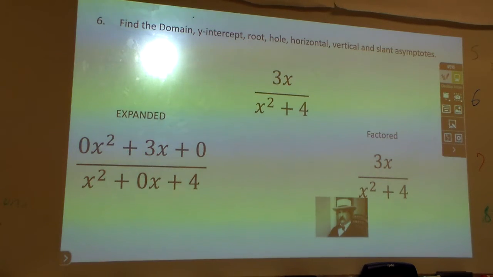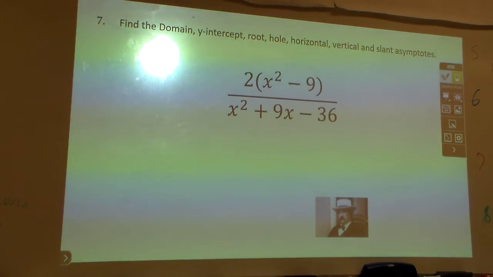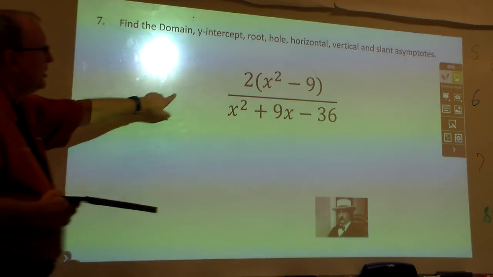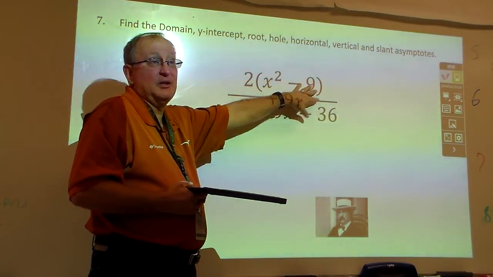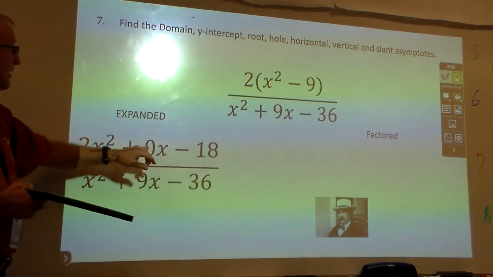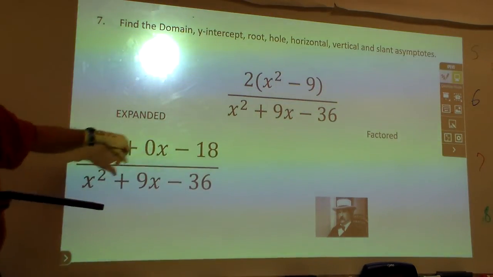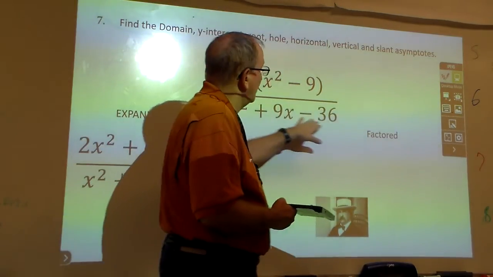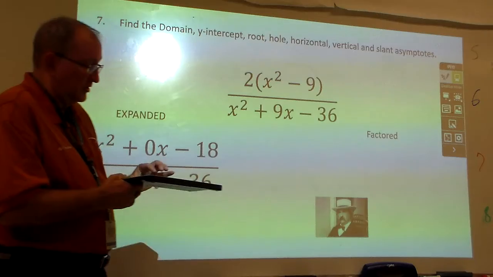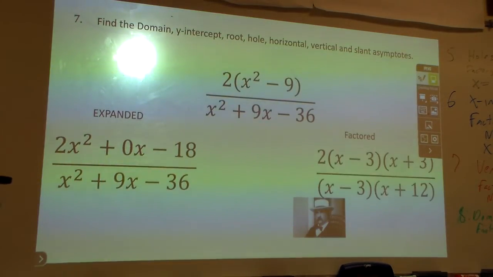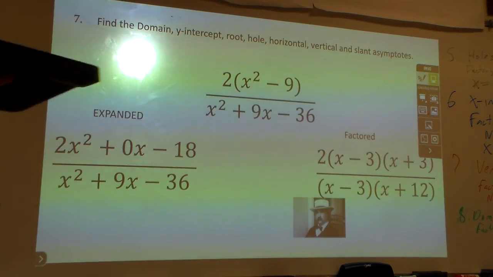And then the last one, this one's kind of a double trick one here, okay? A double trick, because you have to multiply the 2 times this and the 9 to make the expanded version. And then I'm going to add a 0x because there was no middle term. And the top one's factored, but the bottom one's not. And this is going to factor 12 times 3, because 12 times 3 is 36. 12 minus 3 is 9. So we'll factor to that. That's what that will factor to.